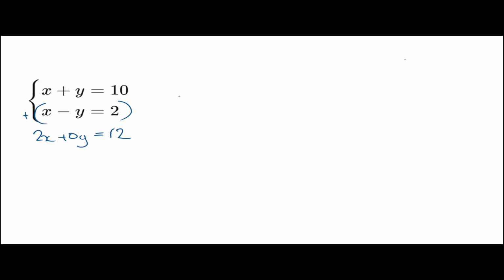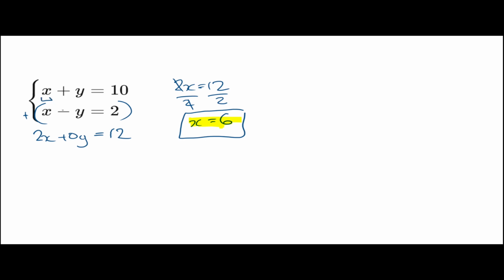So now that we know that 2x equals 12, we'll divide both sides by 2. They're going to cancel, going to go to 1. x is going to equal 6. Now that we know our answer for x, we can just substitute that into either of these equations to find y.